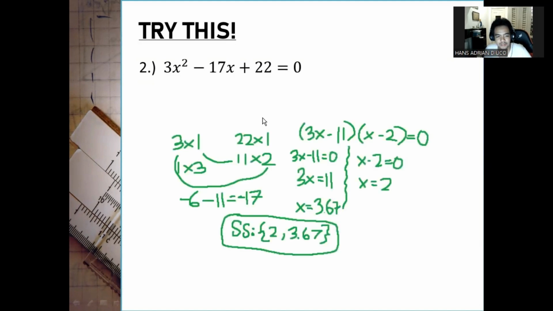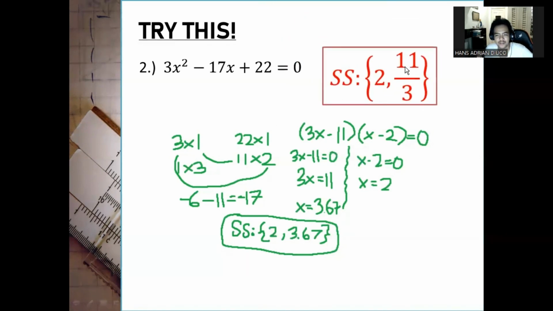Okay, so I think it's a prime number, yeah. 17. Oh, okay. So use the calculator. This is technically correct, 2 and 3.67, but next time when we're dealing with fractions, you don't have to simplify them. So we have to just go with 11 over 3.